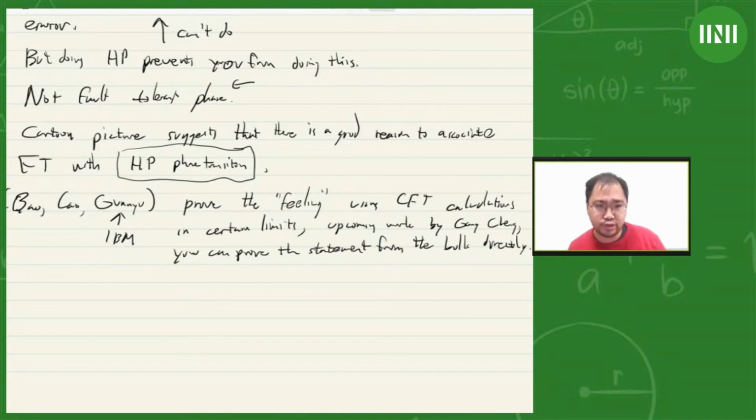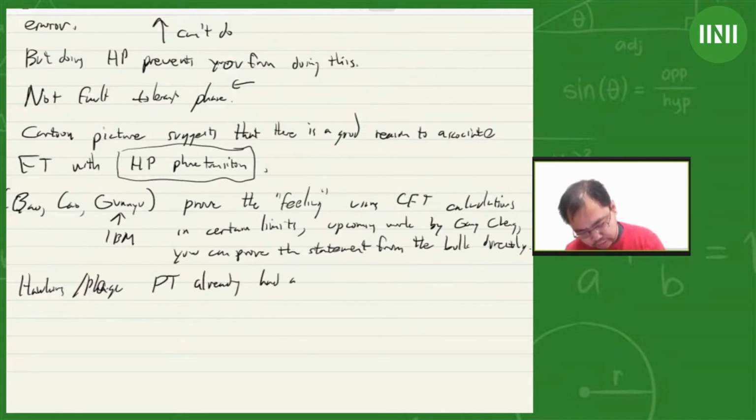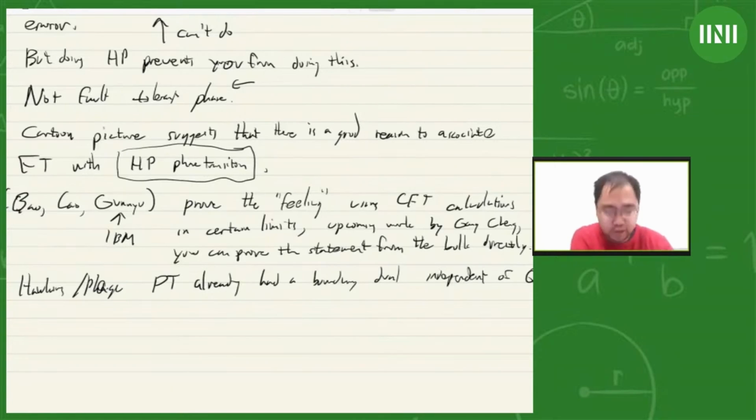But there are some more things that I want to say about the connections here, which is that the Hawking-Page transition already had a boundary dual. It already had a boundary dual that was independent of quantum information. Specifically, the Hawking-Page phase transition is believed to be dual to the confinement-deconfinement phase transition.